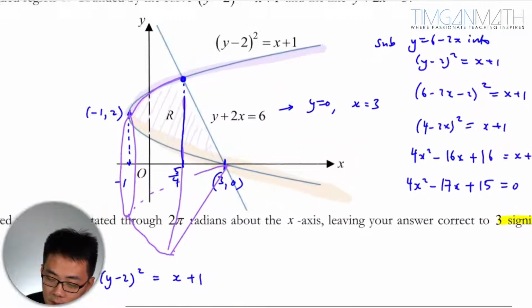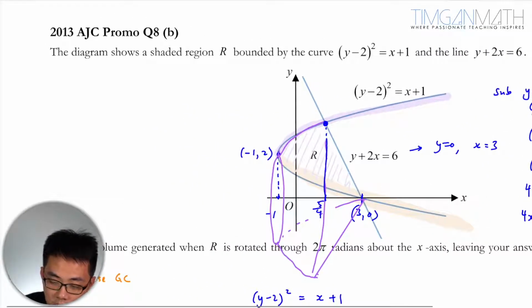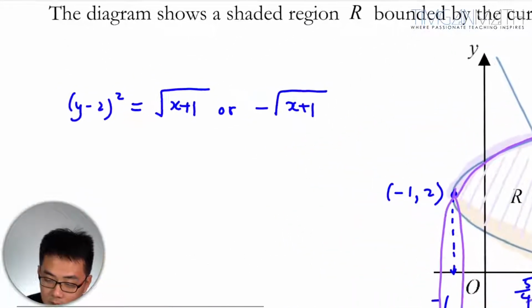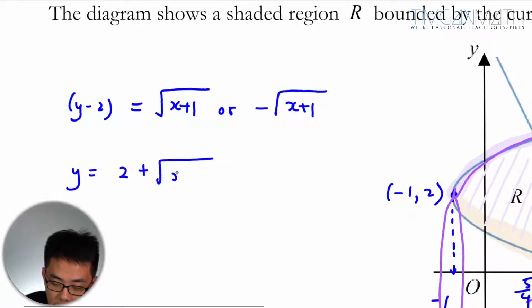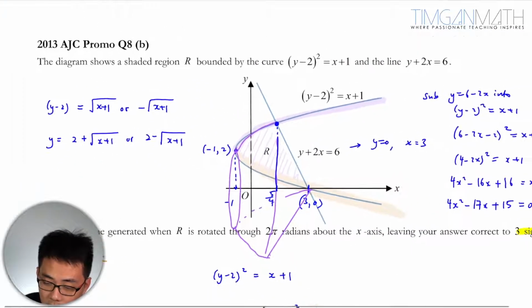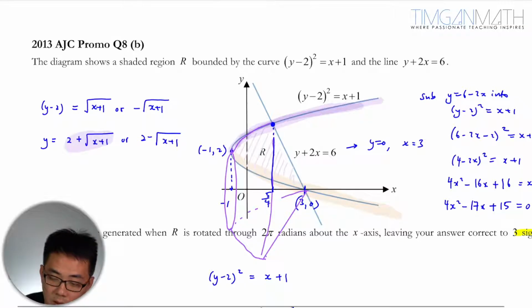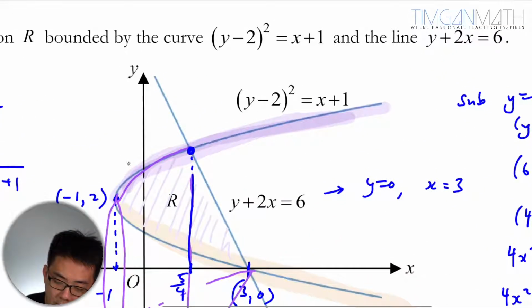Now this volume here is important. There are two equations here. For this equation here, you have (y minus 2) square equals square root x plus 1 or minus square root x plus 1. When we open square roots, it will be plus minus. Y will just be 2 plus root x plus 1 or 2 minus root x plus 1. It doesn't take long to know this equation should follow the one on top, the positive one. So this will be y equals 2 plus root x plus 1.